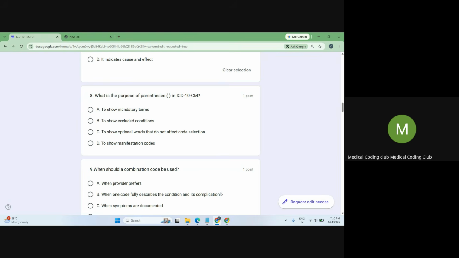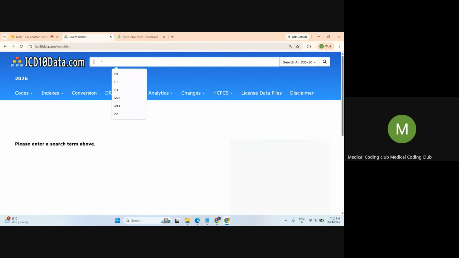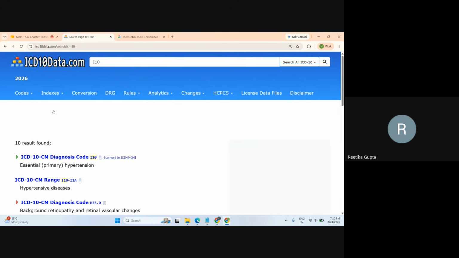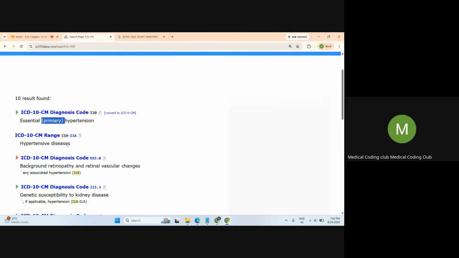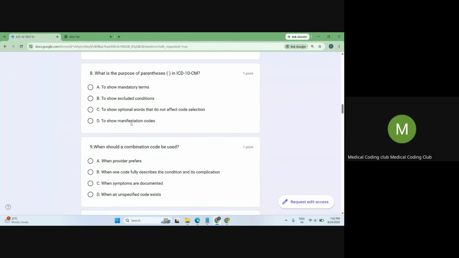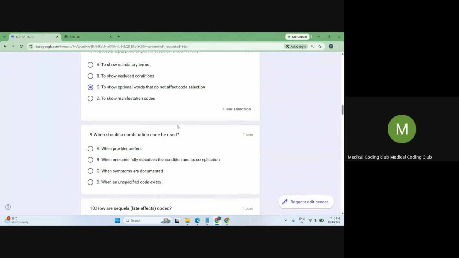In that, the word essential, was that affecting our code? No, ma'am. So you can see essential, primary hypertension. So primary is there within the parenthesis. This is called an essential or non-essential modifier. If it is there or if it is not there, it does not affect your code assignment. So the answer will be to show optional words that do not affect the code selection.